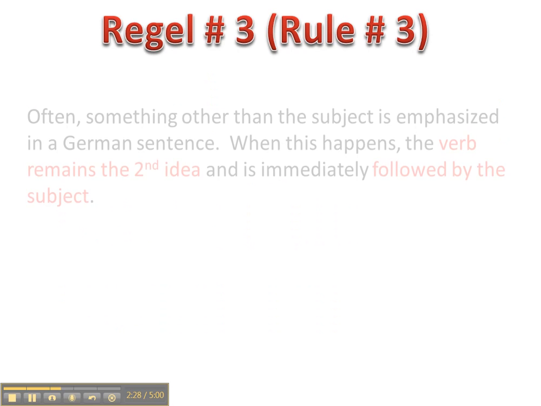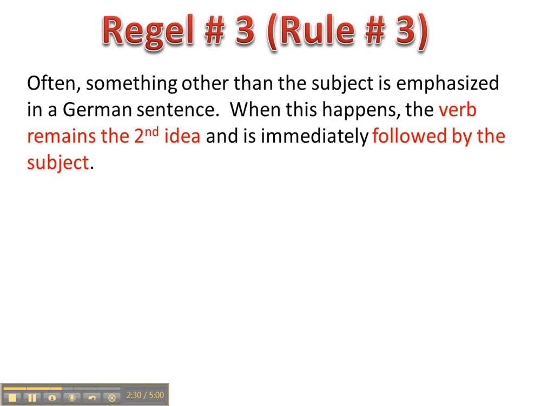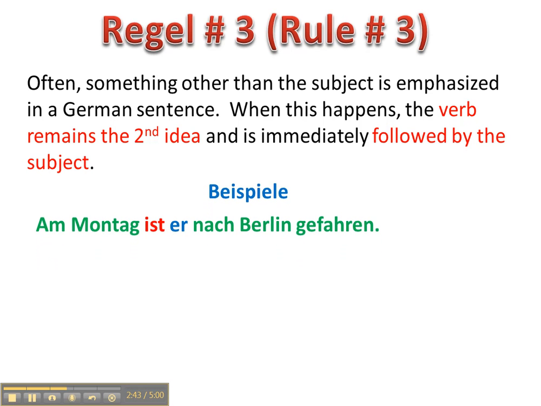Regel Nummer 3, rule number 3. Often something other than the subject is emphasized in a German sentence. When this happens, the verb remains the second idea, and it is immediately followed by the subject. So, for example, Beispiele. Am Montag ist er nach Berlin gefahren. Again, ist is our verb, er is the subject that immediately follows it.